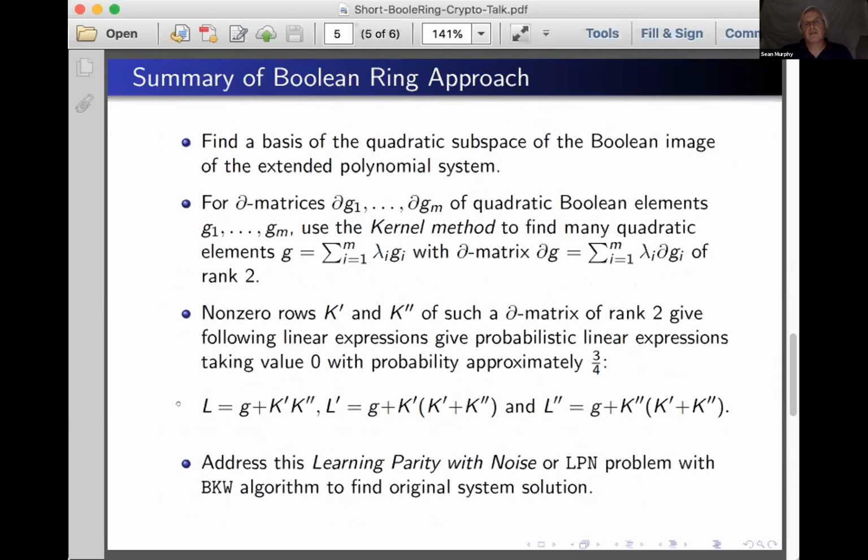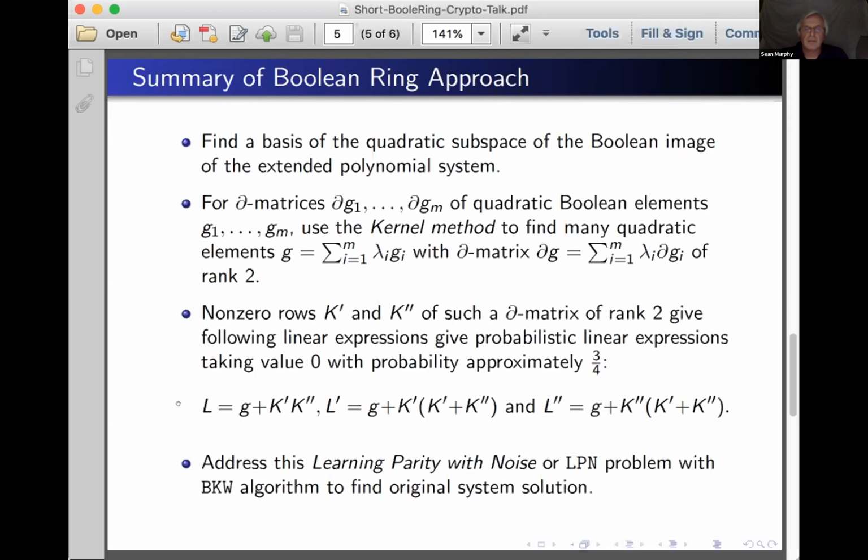We find the quadratic subspace of the Boolean image of the extended polynomial system. We construct these matrices, and then we look for matrices of rank 2, which we can do by something called the kernel method, essentially just linear algebra. Having constructed this matrix of rank 2, we can extract the rows, and this gives us linear expressions L, L dashed, L double dash for each construction we make, each taking the value 0 with probability 3/4. So we now have a series of linear equations that hold with probability 3/4.